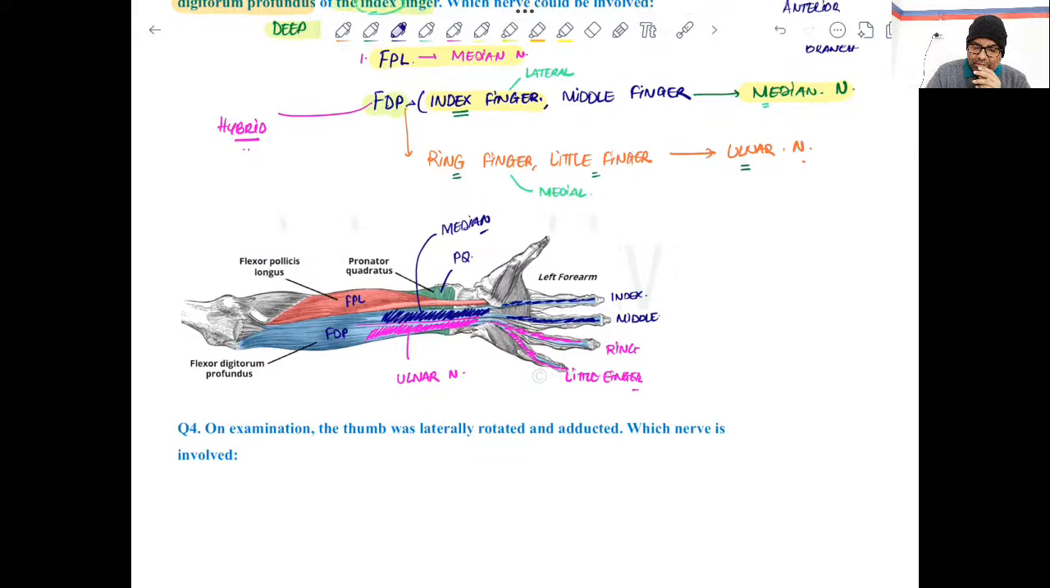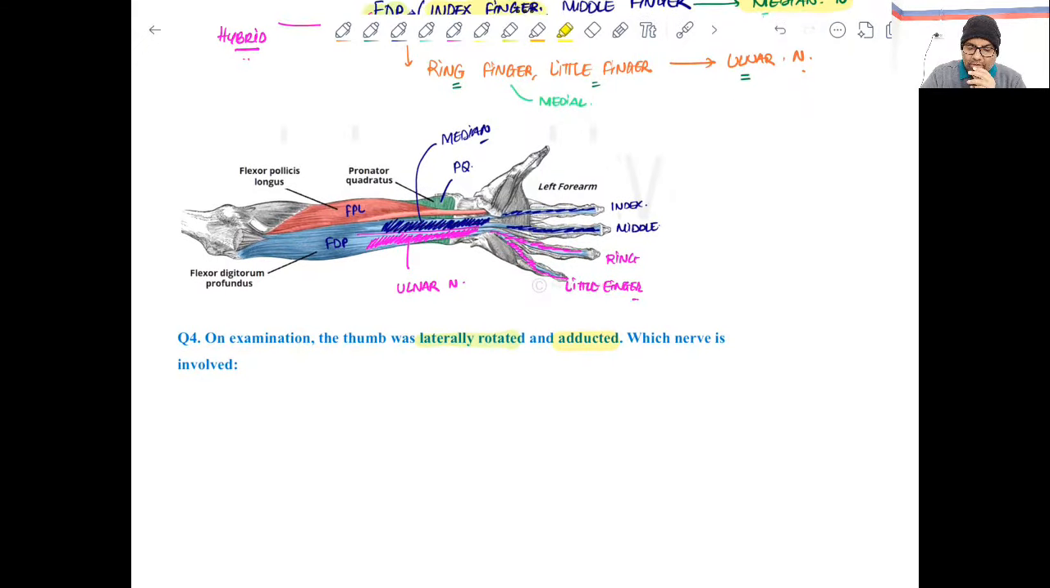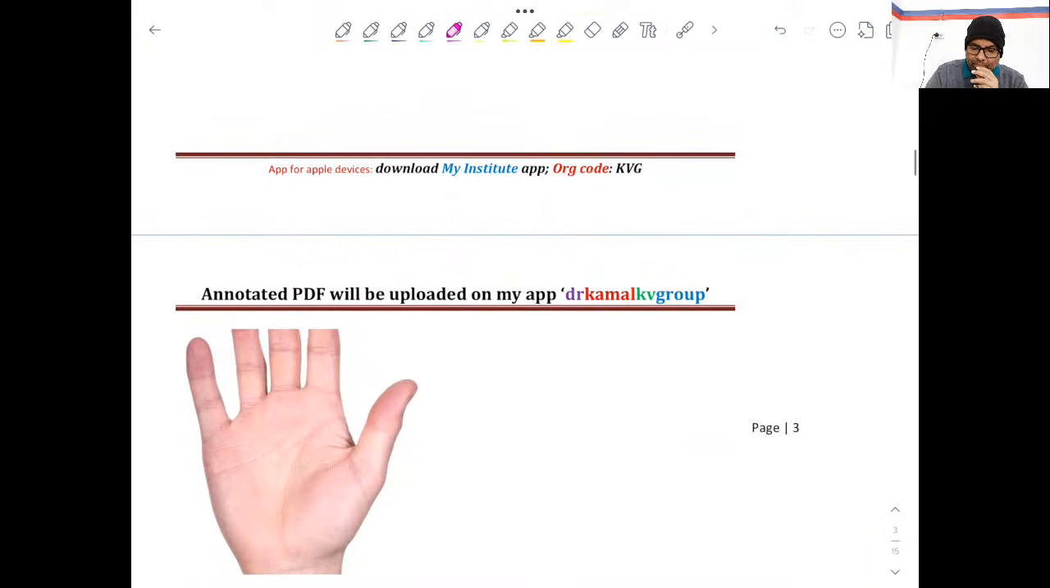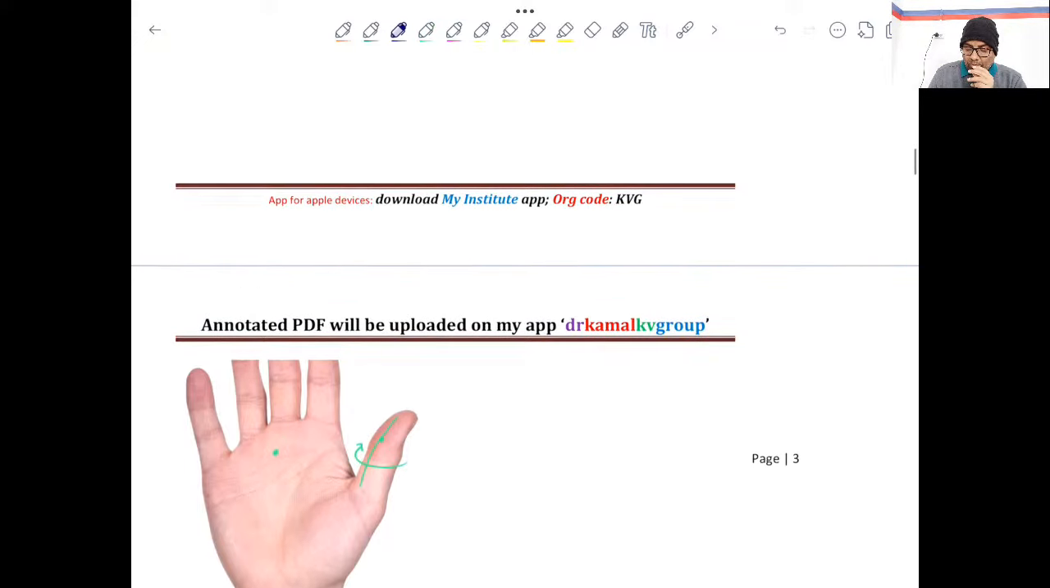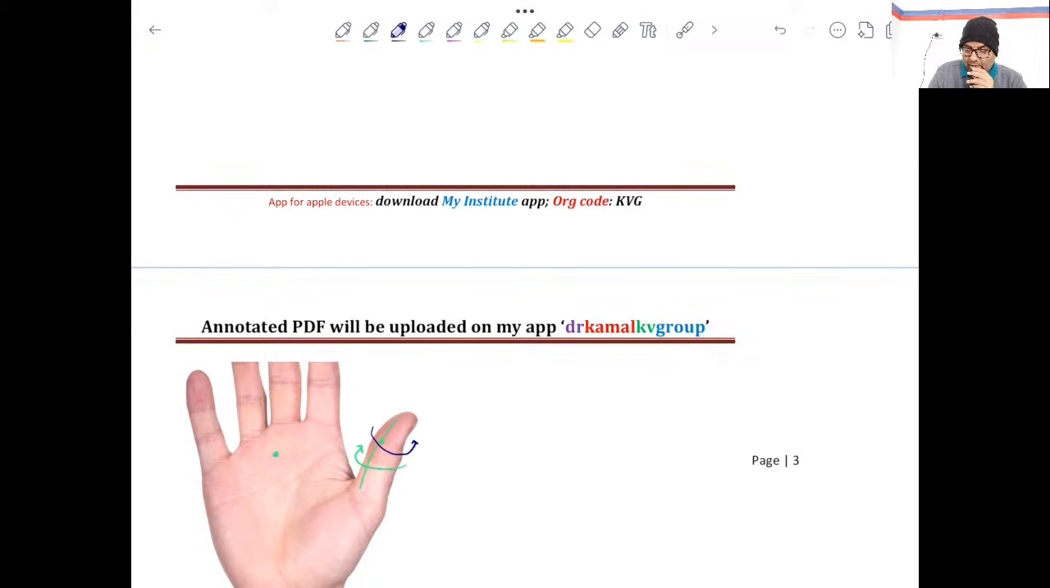Now on examination, the thumb was laterally rotated and adducted. Now which nerve can be involved? Now here see, if you look at the thumb, it seems like it is slightly internally rotated. Okay, and the plane of the thumb is different as compared to the plane of fingers. So now what happens, if it rotates externally, it comes to lie in the same plane as that of palm. And this is what is known as the ape thumb deformity.